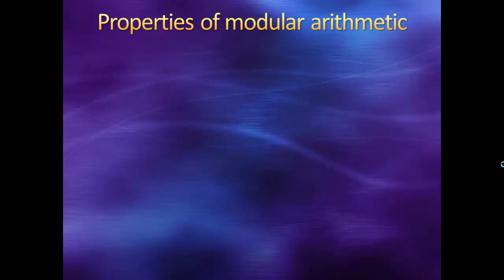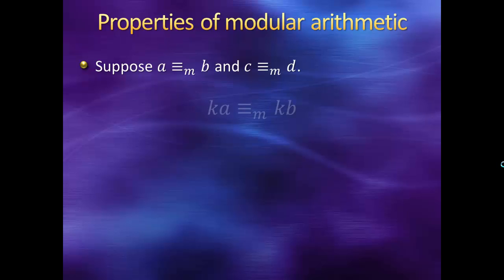So let's look at 4 fundamental properties of congruence modulo m. Suppose a and b are congruent mod m, and c and d are congruent mod m. First, we can multiply both sides by a constant k, and the congruence will still hold. ka is congruent to kb mod m as well. Then we can add the two congruences just like we might add two equations. a plus c is congruent to b plus d mod m.